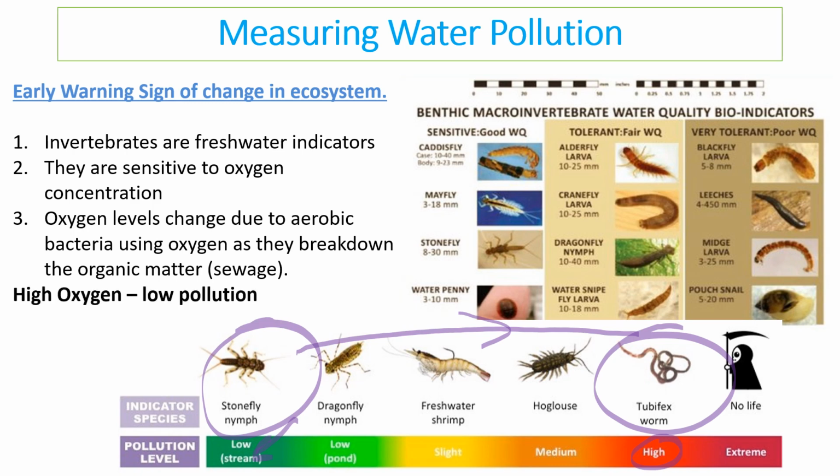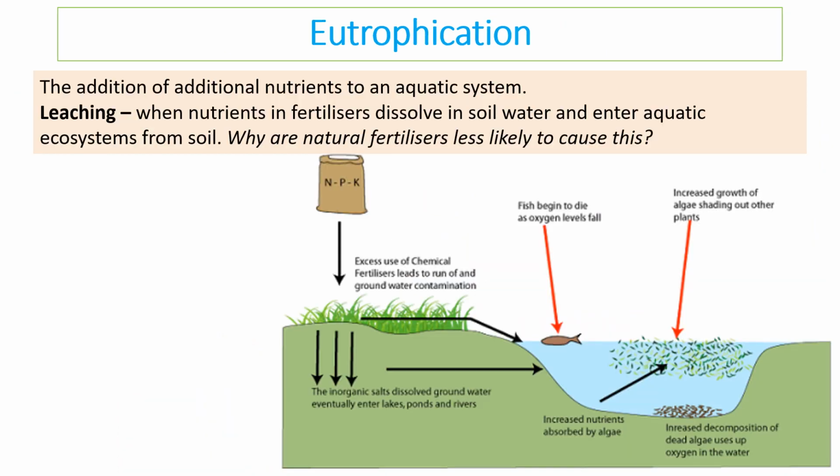High oxygen, remember, always means low levels of pollution. Low oxygen means high levels of pollution. The example you need to know in detail is eutrophication. And eutrophication is when we add additional nutrients to the stream or river, and that then causes a change in the aquatic system.